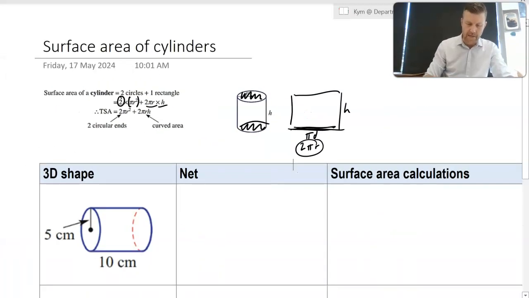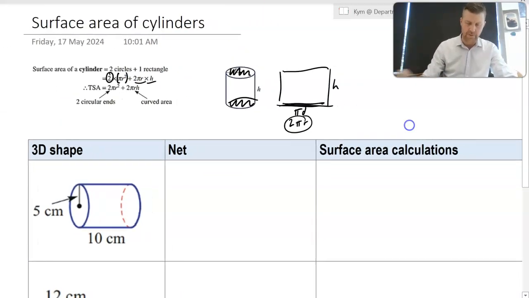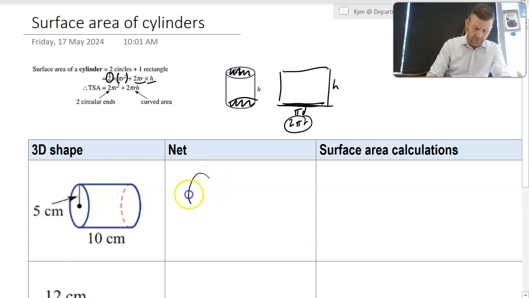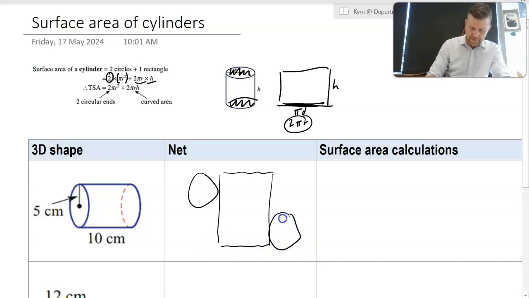All right, let's look at 3 examples actually, where we're given a cylinder with a height, even though it's on its side, and a radius for the circle on the end. So how would that look as a net if I drew that? Basically, like we said, you've got 2 circles and a rectangular shape that makes up that tube.